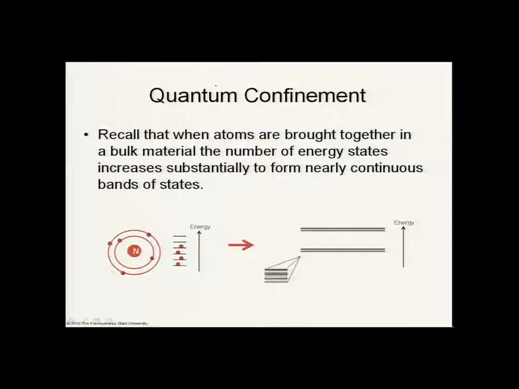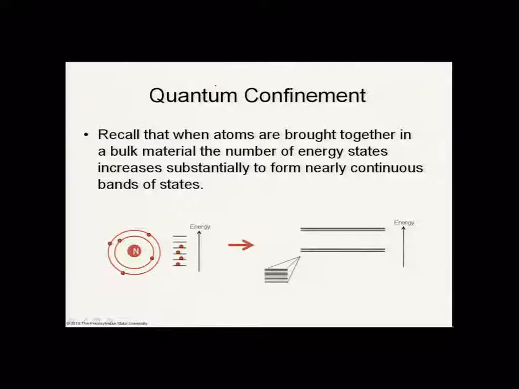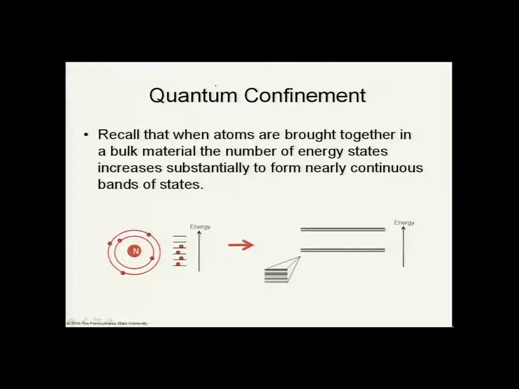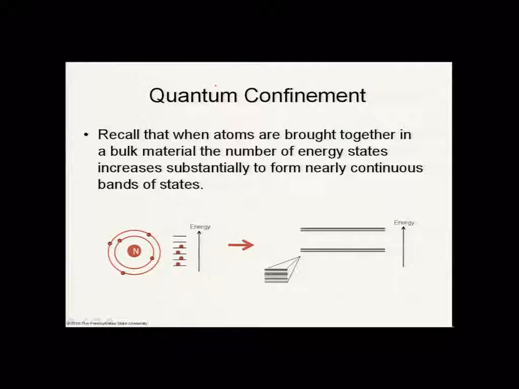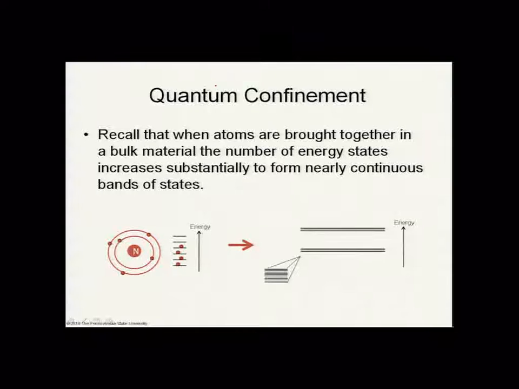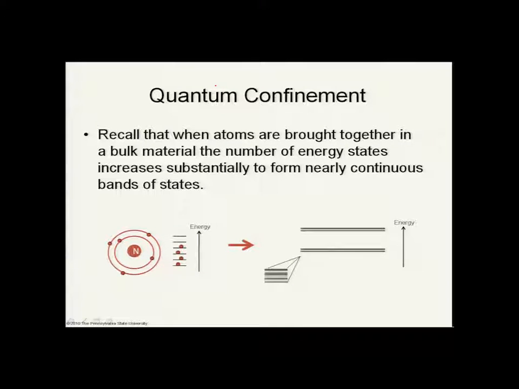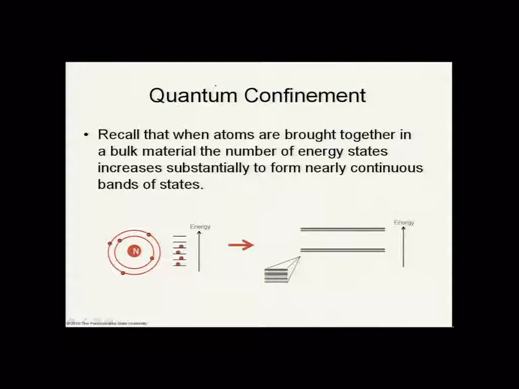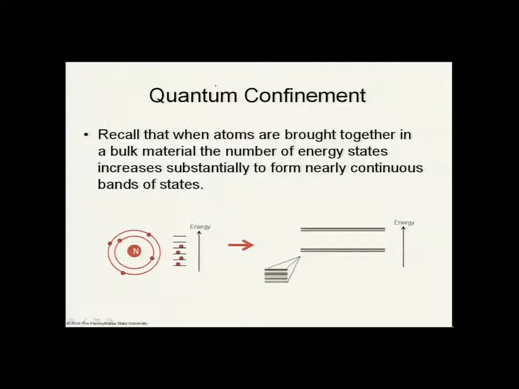Recall that when atoms are brought together in a bulk material, the number of energy states increases substantially to form nearly continuous bands of states. To depict this, the figure below shows a nitrogen atom and the electrons in their various energy levels, as opposed to many atoms being together, let's say in a solid, where the energy levels overlap, and we form two continuous bands of states.